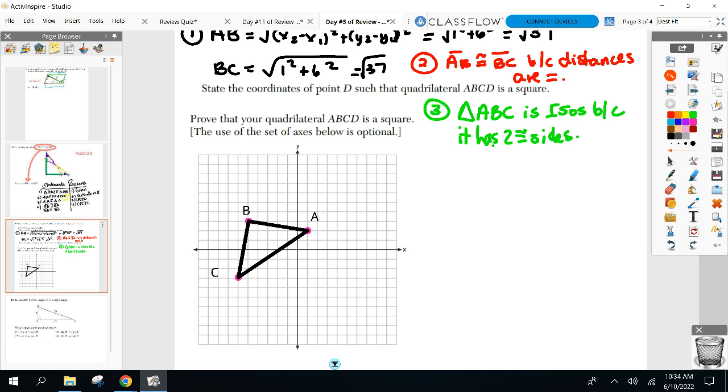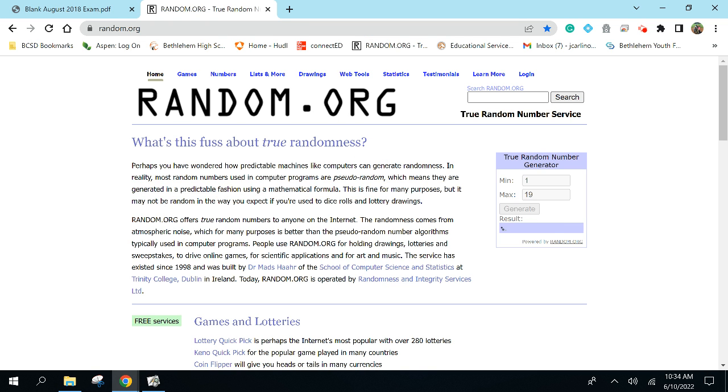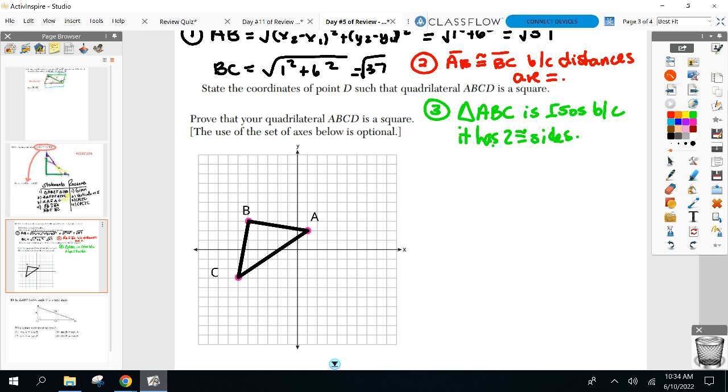How many down and over do I need to go from B to A? Down how many and over how many from B to A? Down 1. Yep. And then over 6. So guess what I'm going to do from point C? Where am I going to go from point C? Down 1 over 1, 2, 3, 4, 5. There it is. They have to have the same slope. They have to.